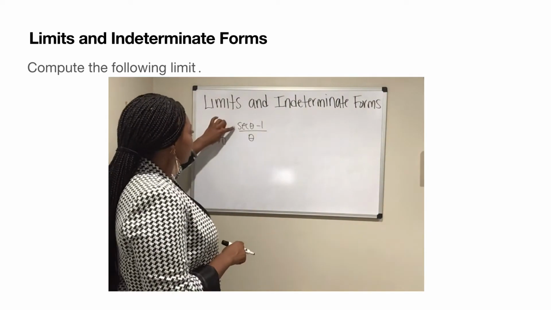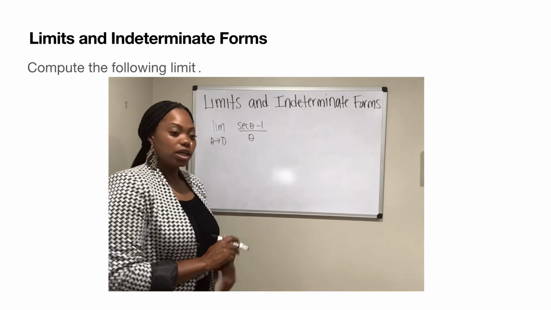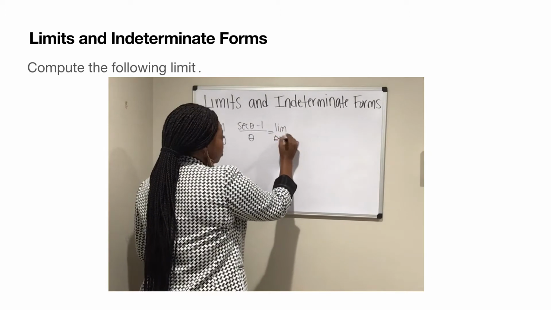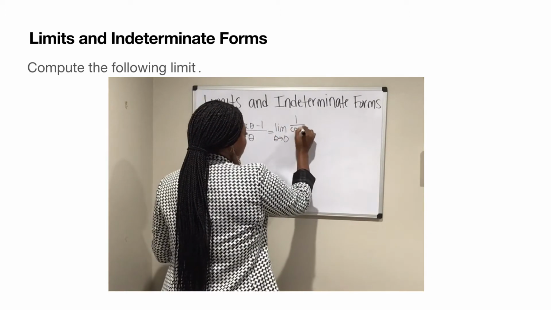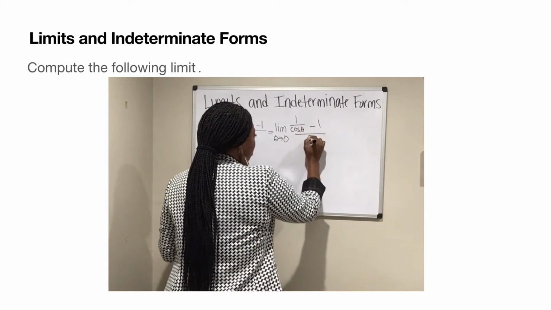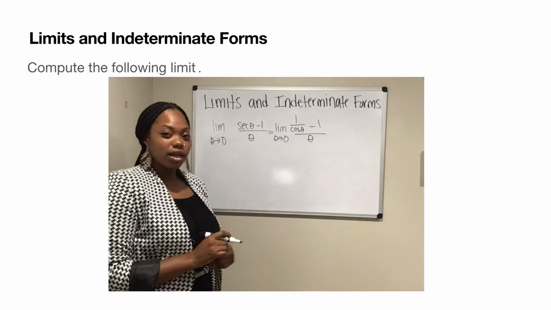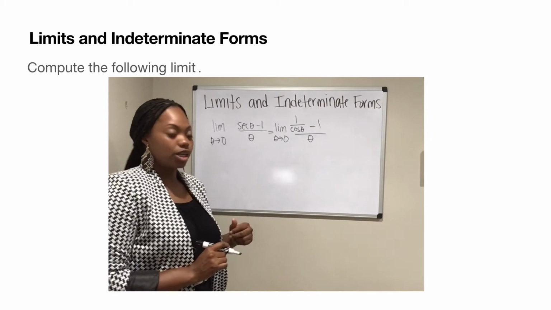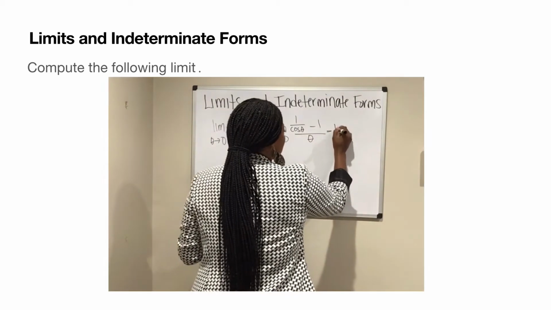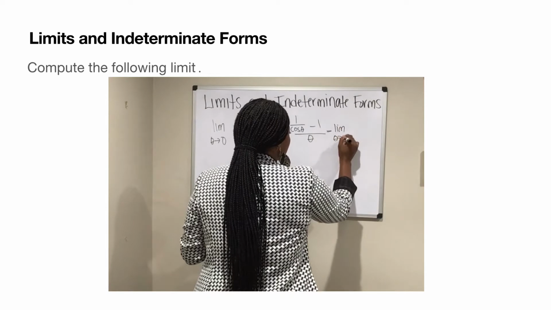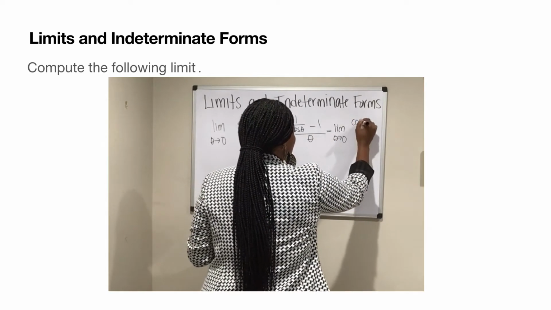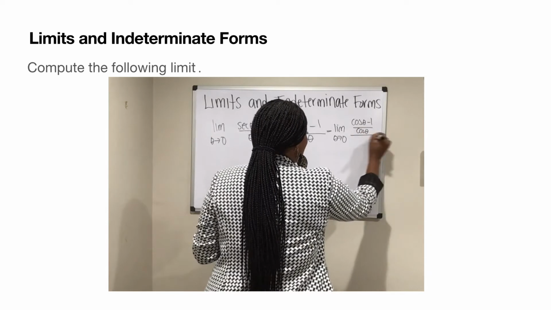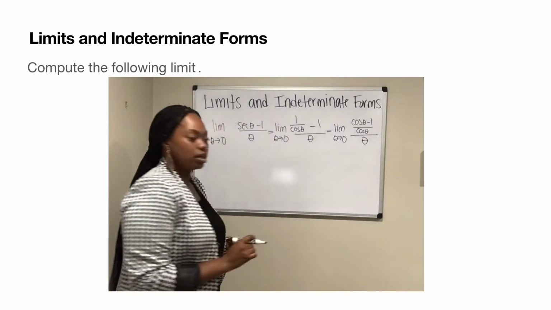Let us recall that secant is the same thing as 1 over cosine. So this gives us the limit as theta approaches 0 of 1 over cosine of theta minus 1 over theta. We can go ahead and get a common denominator of cosine theta and do our computation in our numerator, which gives us the limit as theta approaches 0 of cosine theta minus 1 over cosine theta, all over our denominator of theta.